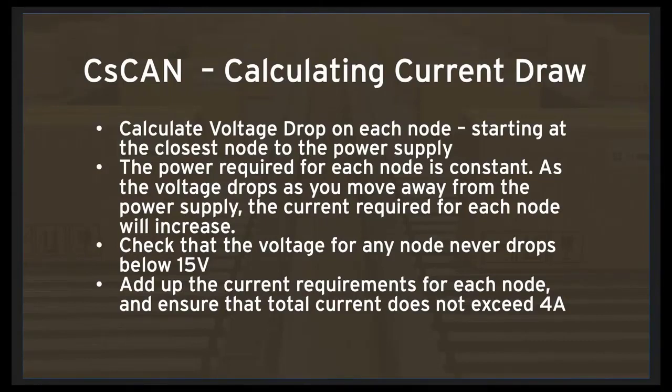And then as we get to the end, we want to make sure that our voltage never dropped below 15 and that our current never exceeded 4 amps. So that's really all there is to it. Again, it sounds more complicated than it is. Use a spreadsheet and you'll have it in no time.